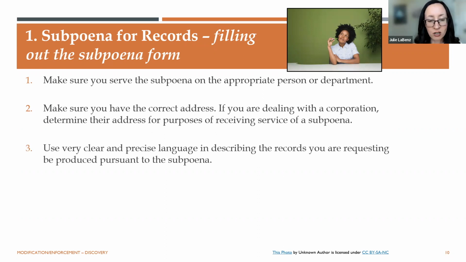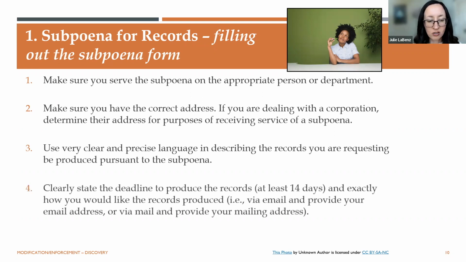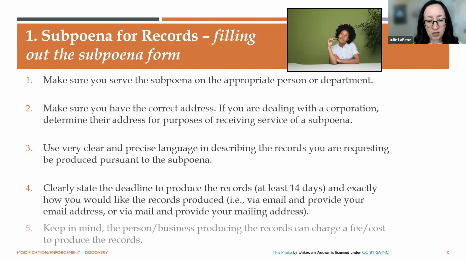Use very clear and precise language in describing the records you are requesting to be produced pursuant to the subpoena, and clearly state the deadline to produce the records. You need to allow at least 14 days, and also clearly state how you would like the records to be produced. Are you asking they send them to you via email? If so, you need to provide your email address. Are you asking that the documents be produced by mail? If so, you need to provide your mailing address.